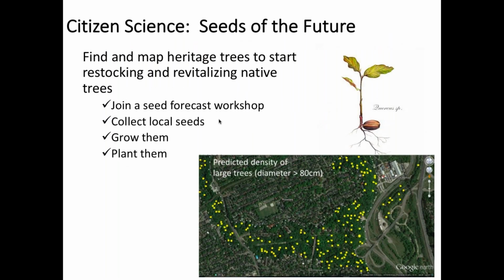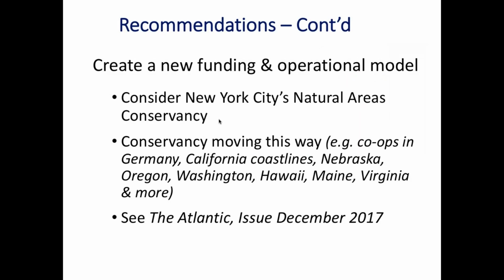Citizen science, this is Eric's map at the moment. They're mapping, these yellow dots do represent mother trees, older trees that are producing seeds. And it's not just out in other parts of Ontario that we do this, but it's right down in the ravines where there's some excellent trees for the future.